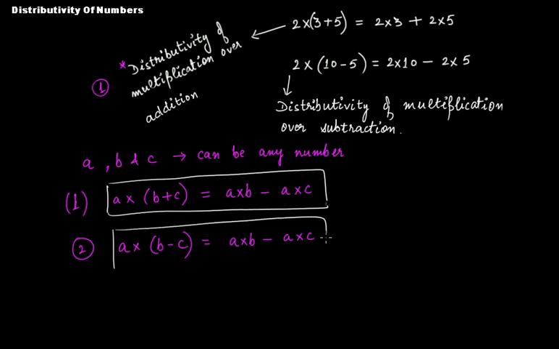Using three variables, we learned here how we can form the rule for the distributive property of multiplication over addition and subtraction, and these are the two rules or the formulas, whatever we want to say. It's not a formula, it's a rule actually. So this will be the rule that will tell the distributive property of numbers.